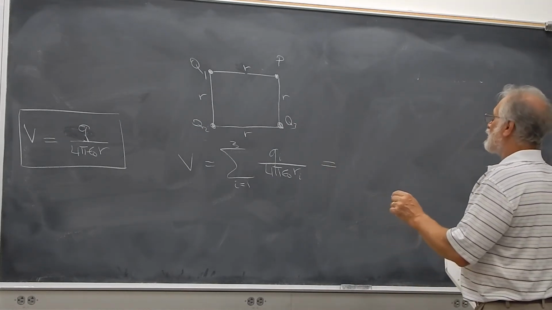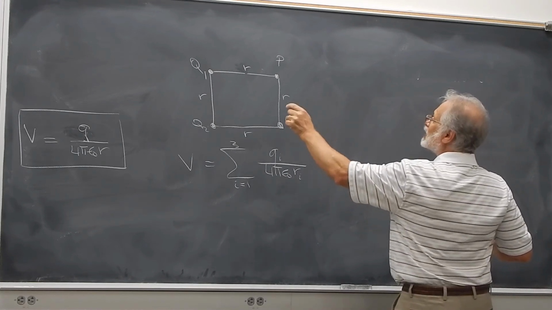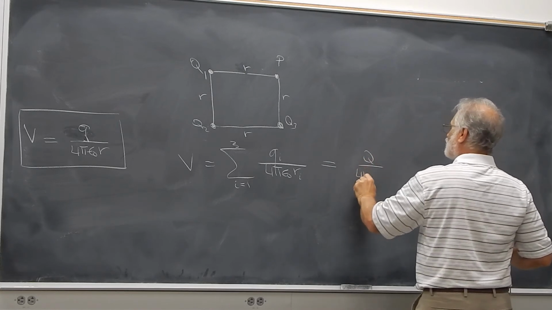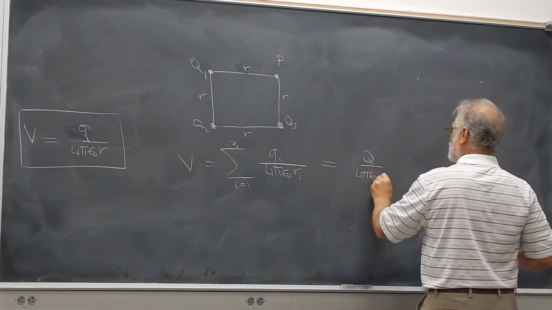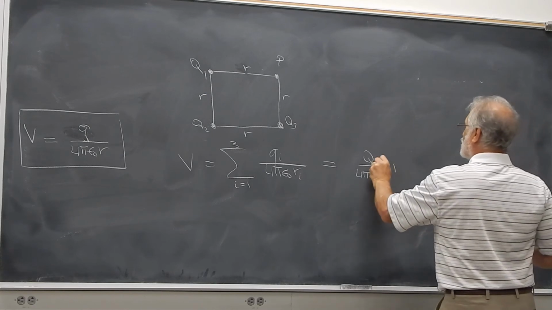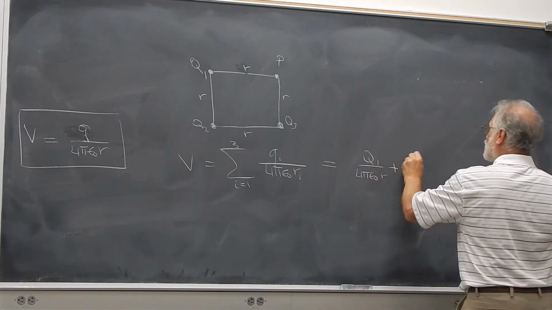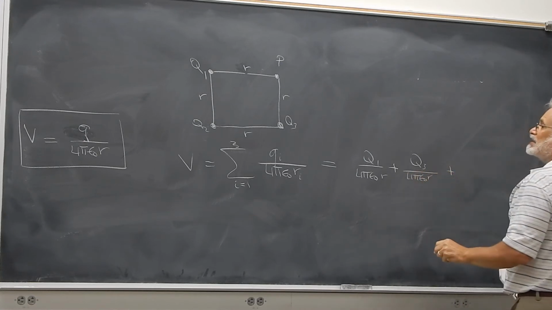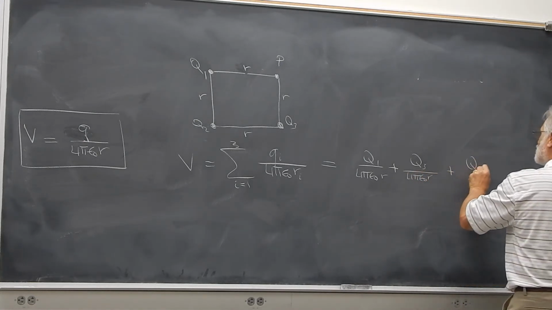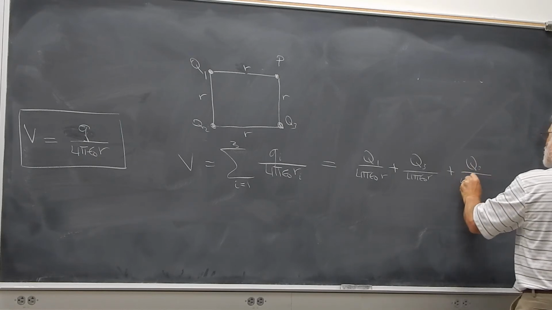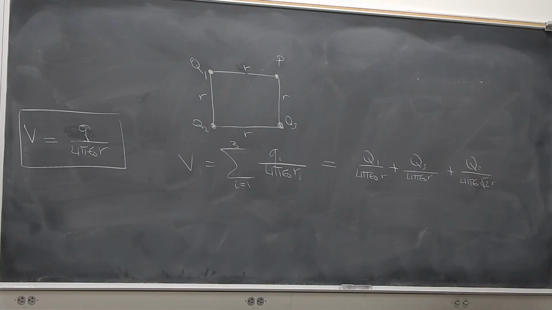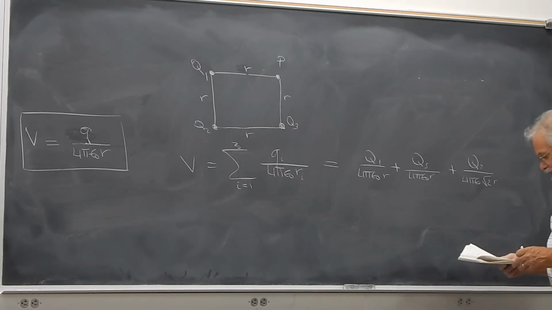So in this case, for potential at point P, it would be Q1 over 4 pi epsilon naught r, plus Q3 divided by 4 pi epsilon naught r, plus Q2 divided by 4 pi epsilon naught times the square root of 2 times r. And that would be the total potential for that point.